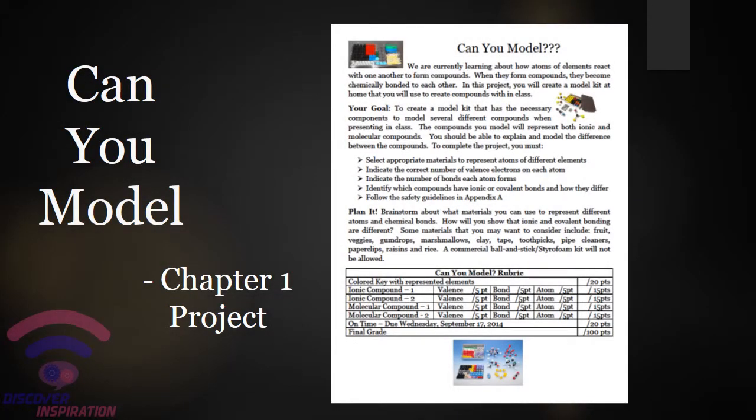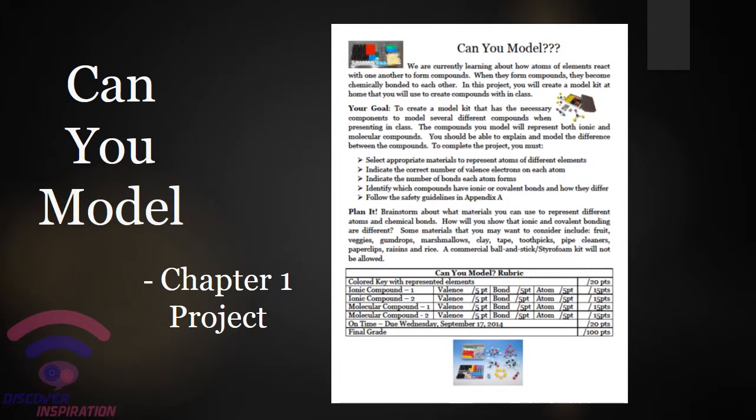Alright, you guys, I just wanted to upload a tutorial for the Chapter 1 project, Can You Model? So in Chapter 1, we're talking about atoms, molecules, and chemical compounds. So we've all seen the little ball and stick model. Some of you may have bought them before, where you can take the little different color balls and attach the little toothpicks or whatever sticks to them and model water, model H2O, model CO2, model NH3. Well, this project is very, very similar because you're going to actually produce your own model kit.